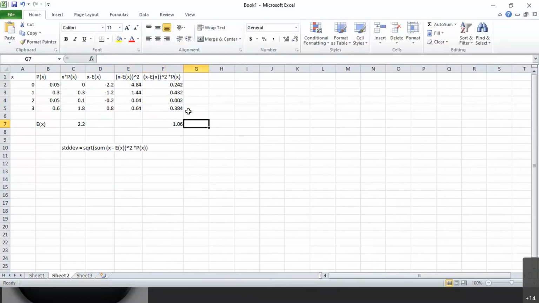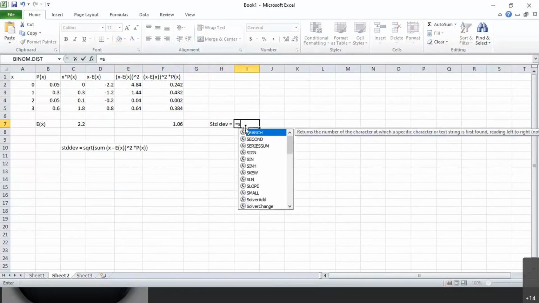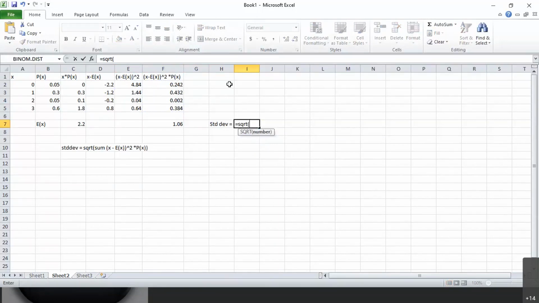Okay, so 1.06. All right, and the last step is to take the square root. Basically in Excel that I believe is SQRT of this. Oops. Nope, not a range. Don't want a range. Just this one number. Okay, so after all that, doing the formula in steps, I get 1.03 for my standard deviation.